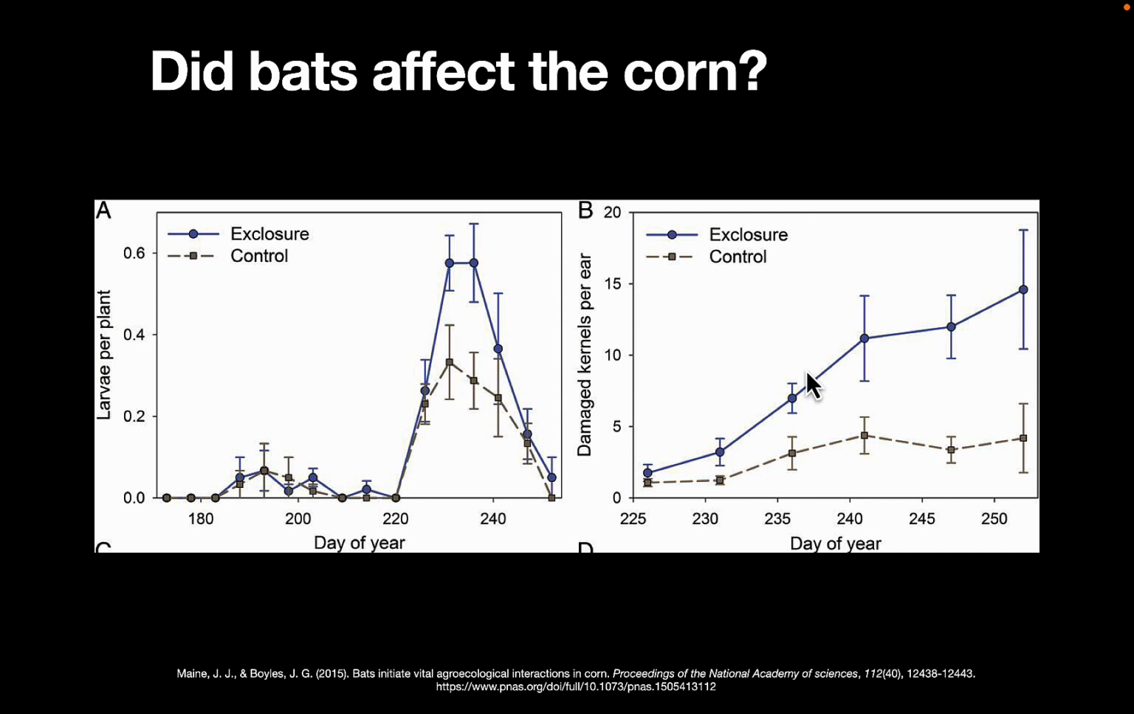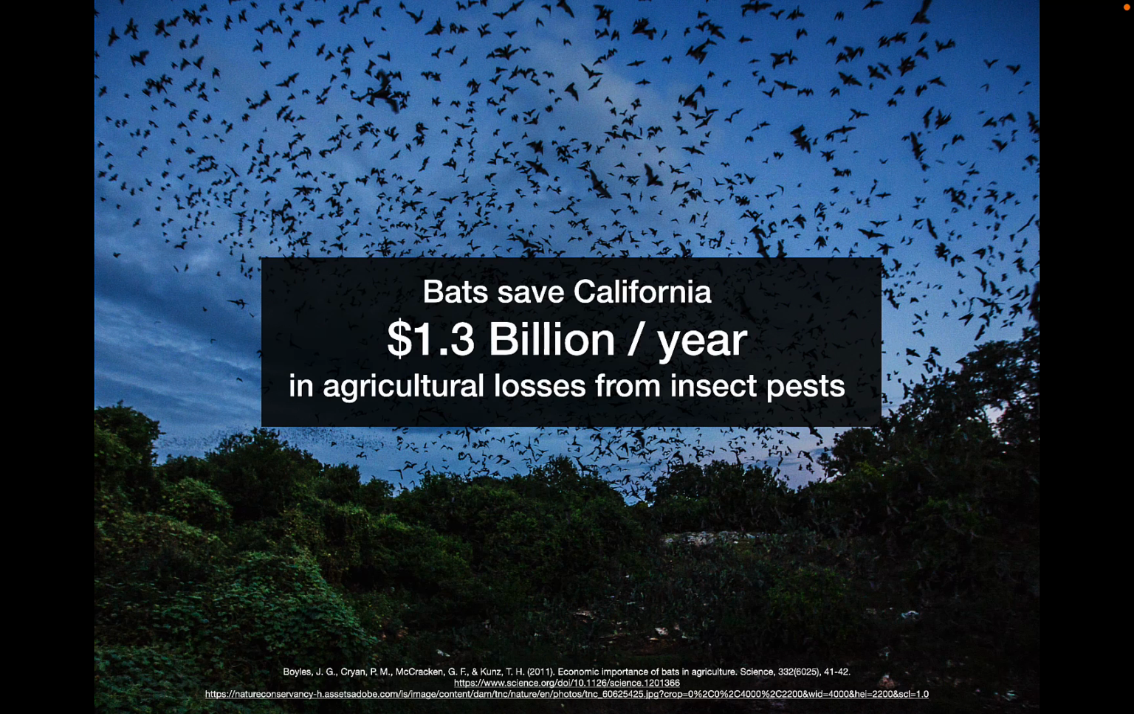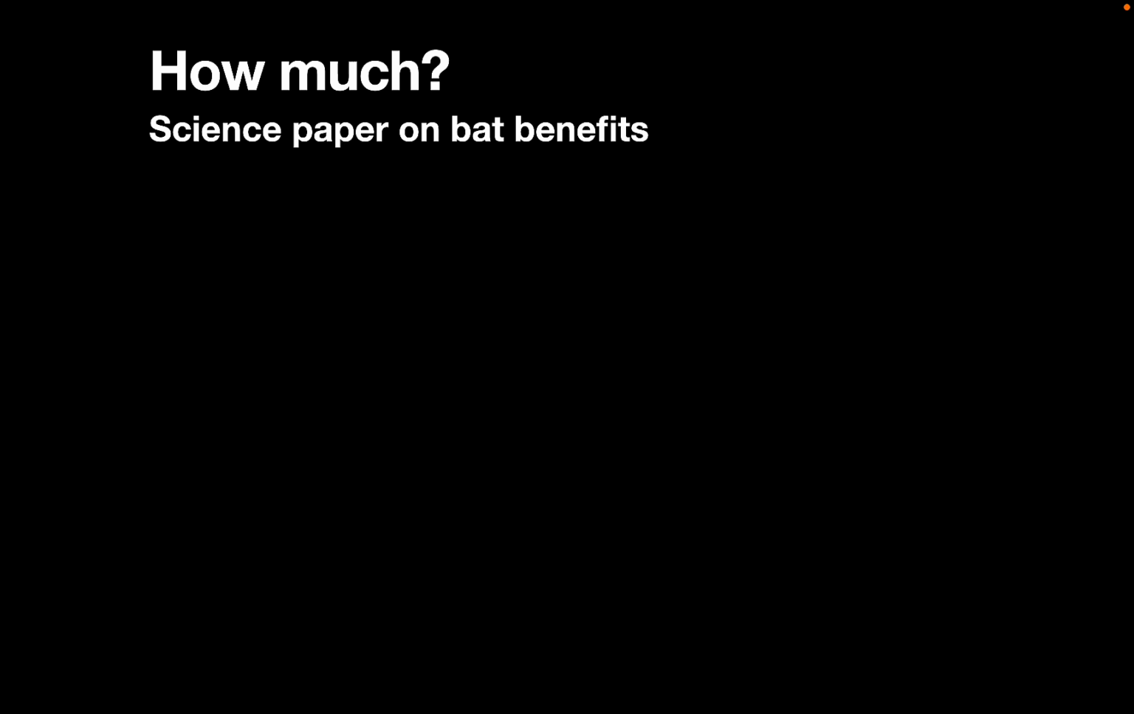Well, on this graph over here, we're looking at damaged kernels per ear, and the blue is the no bats, and when you have no bats, you've got more damage to your corn kernels. And so that adds up, it turns out, to something like, in California alone, $1.3 billion a year in agricultural losses from insect pests that bats save. We're going to be reading, for your homework, a science paper on bat benefits. You'll look at that, and it's pretty cool.